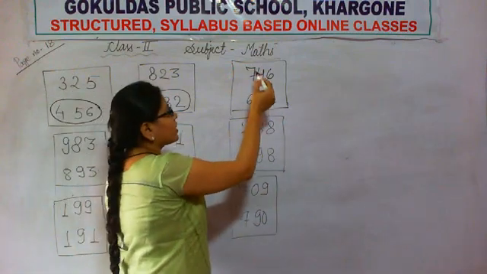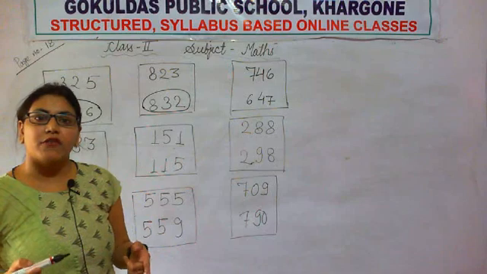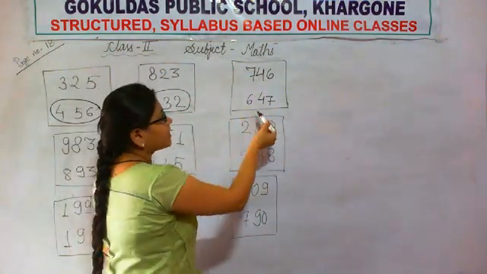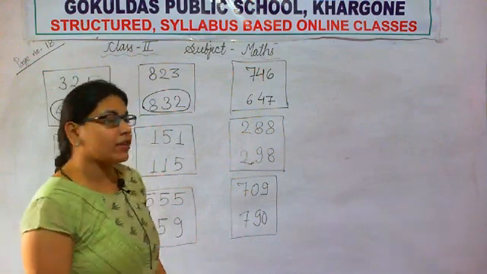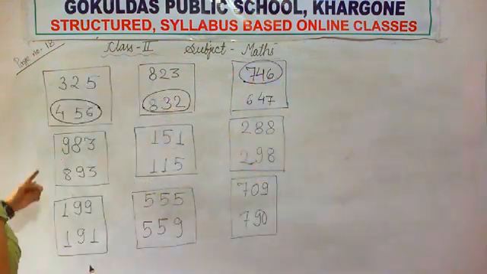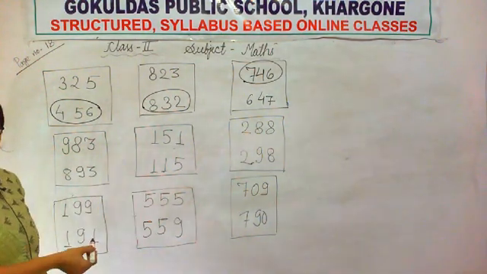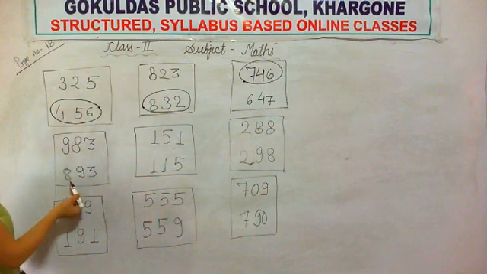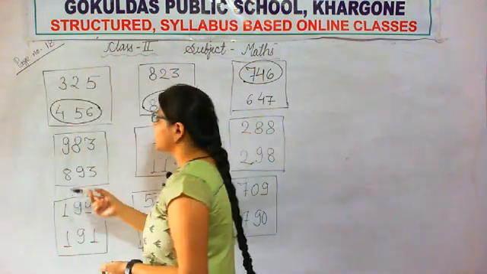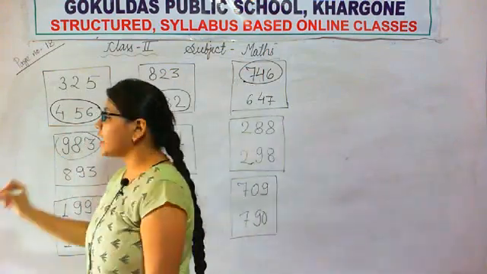Now the next one is 746 and 647. We will check the highest place value digit, that is hundreds, 7 and 6. Which one is greater? 7. So 746 will be the greater number. Now 983 and 893. We'll check the hundreds. Here 9 and here 8. Which one is bigger, 9 or 8? 9 is bigger. So 983 will be the bigger number.